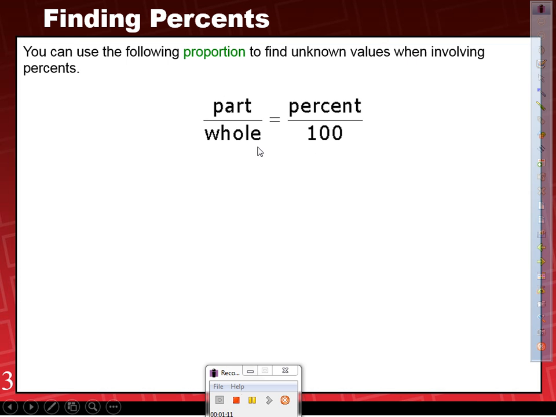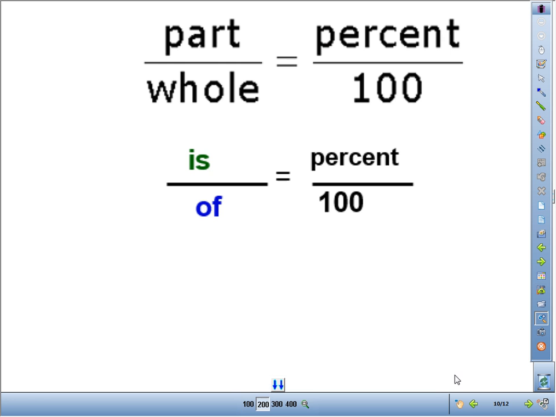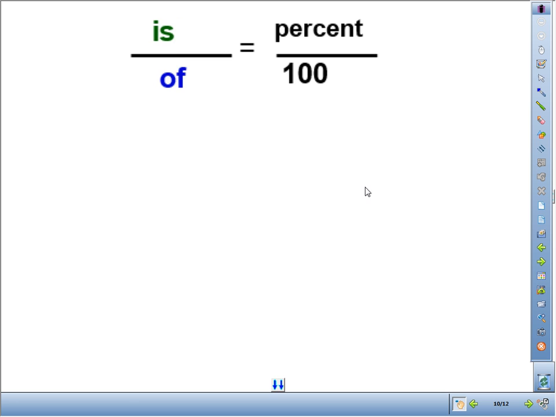So with that said, first, we can use the following proportion to find unknown values, which is part over whole equals percent over 100. But what I want you to write on the Q side is this one. Write, "is over of equals percent over 100." Write that down, please. You can write the percent sign if you want.